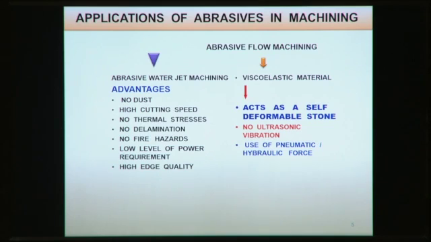No delamination, like in composite material. While cutting composite material, a delamination phenomenon occurs. While cutting, the layers separate out, and that is called delamination of composite material. But in the abrasive water jet machining process, this kind of delamination is not observed. So no fire hazards, because temperature generation is very less, so there is no fire hazard in case of abrasive water jet machining.